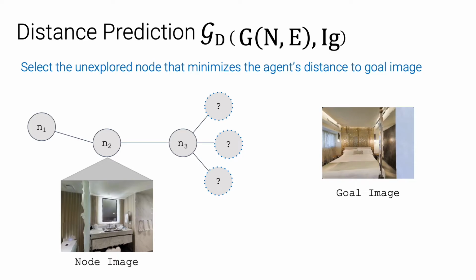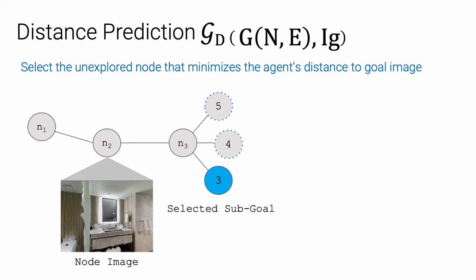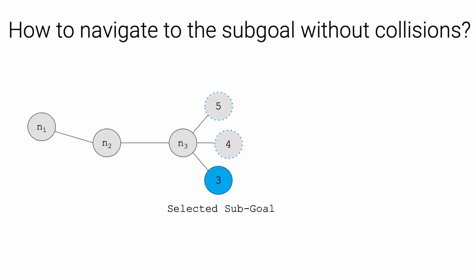The agent does this by using the greedy approach of navigating to the subgoal, which minimizes the agent's distance to the goal image. The agent learns a graph neural network over the topological map, which uses the visual features of the explored nodes to predict a distance to goal for each unexplored node. The agent then selects the unexplored node with the lowest distance predicted as the subgoal for the agent to navigate to next. After selecting the subgoal, the agent must make low-level navigational actions to reach the subgoal without collisions.